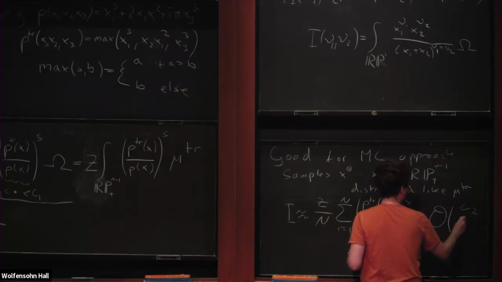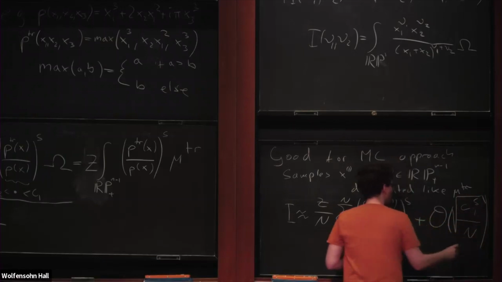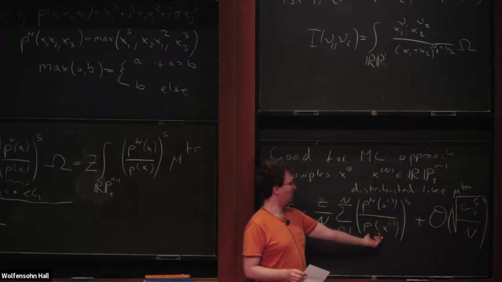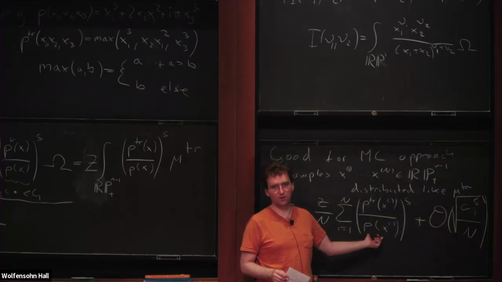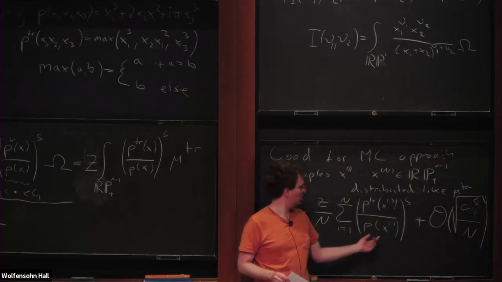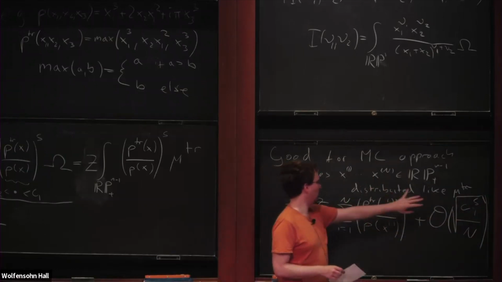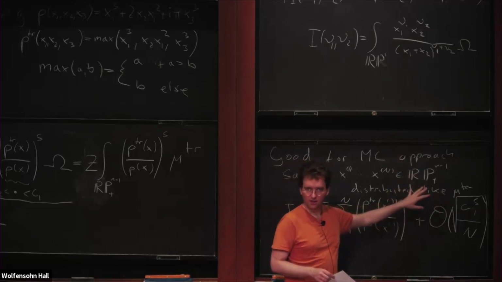It's essentially the square root of C1 to the power of S over N. The important thing is that this is now finite because the variance is bounded. If we take the square of something which is bounded, it's still bounded. So we now have a nice Monte Carlo approach. Are there any questions about this Monte Carlo idea?